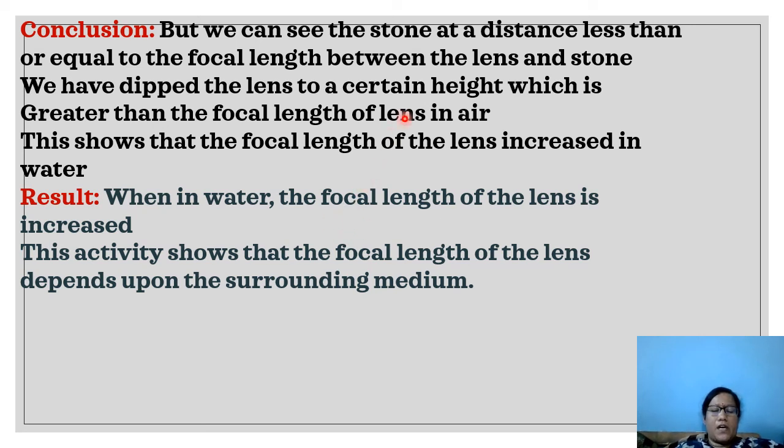So we conclude that the focal length of the lens depends upon the surrounding medium in which it is kept. We dipped the lens to a certain height which is greater than the focal length of the lens in air. This shows that the focal length of the lens increased in water. So finally, when dipped in water, the focal length of the lens is increased. This activity shows that the focal length of the lens depends upon the surrounding medium. Children, did you understand?